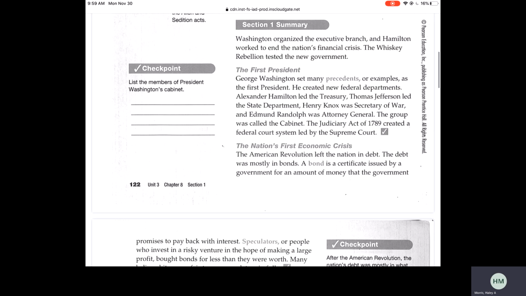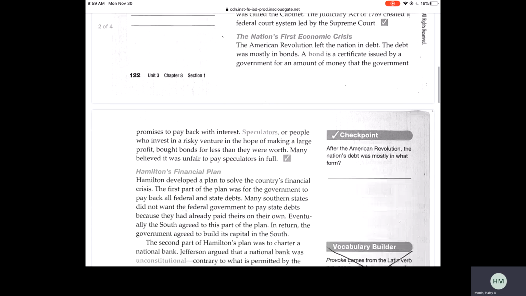Okay, so moving on, the nation's first economic crisis. The American Revolution left the nation in debt. The debt was mostly in bonds. A bond is a certificate issued by a government for an amount of money that the government promises to pay back with interest. Speculators, or people who invest in a risky venture in the hope of making a large profit, bought bonds for less than they were worth. Many believed it was unfair to pay speculators in full.